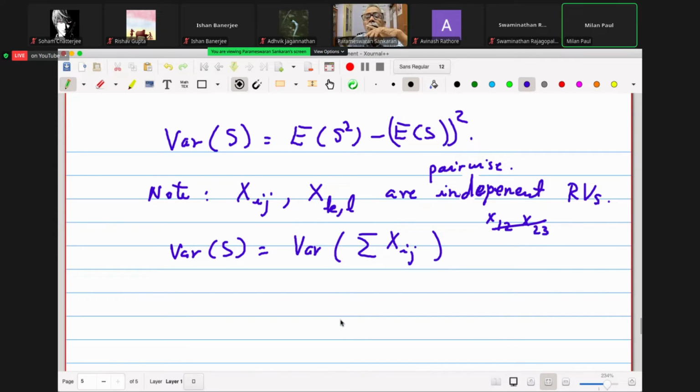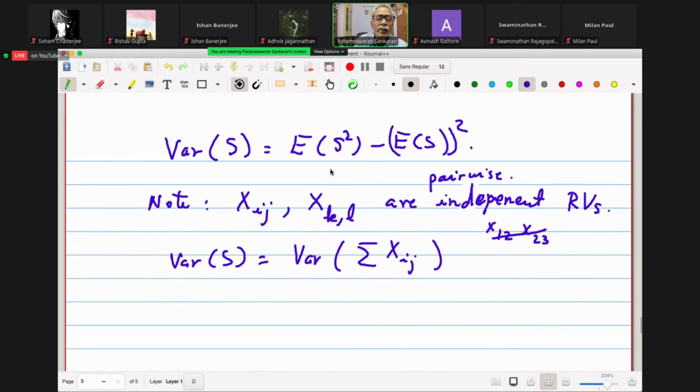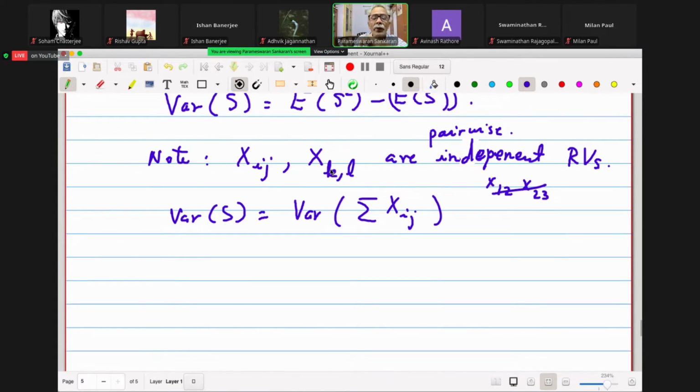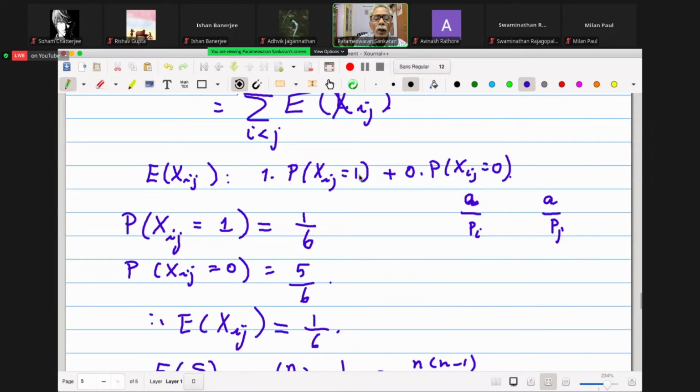So when we square, only two terms will come per term. Maybe it has to be done directly. Okay. Square equal, sorry, no, xij, sorry, I got confused. Well, the variance of xij is easy to find, because xij takes values 1 and 0.